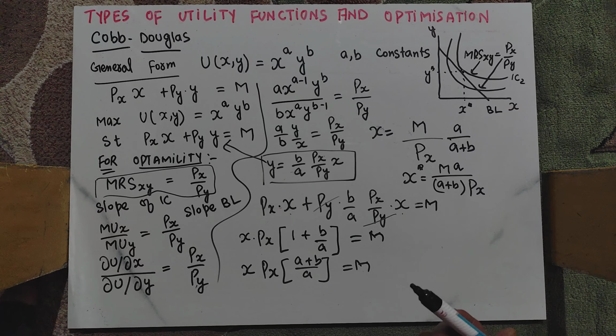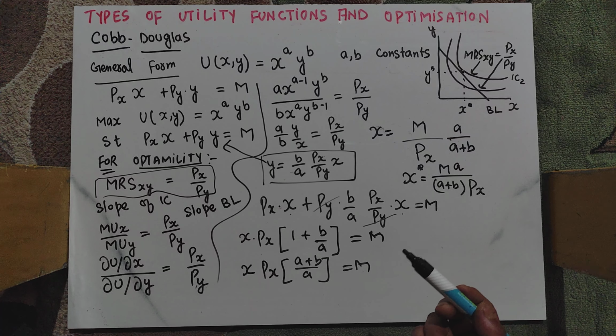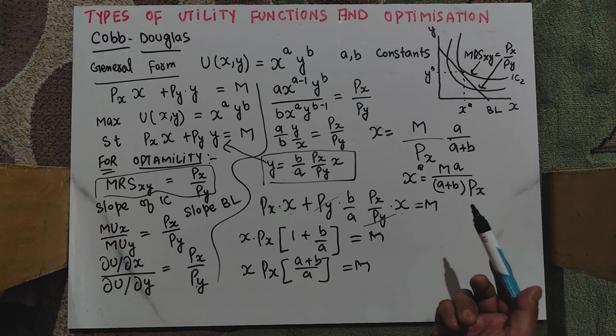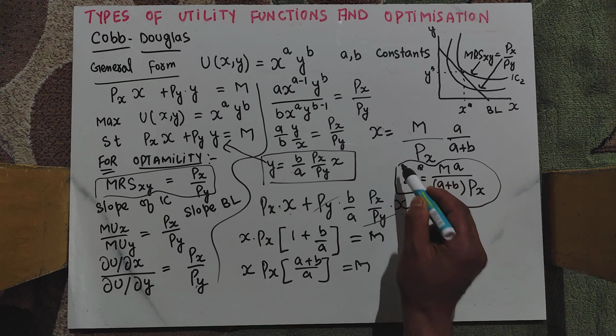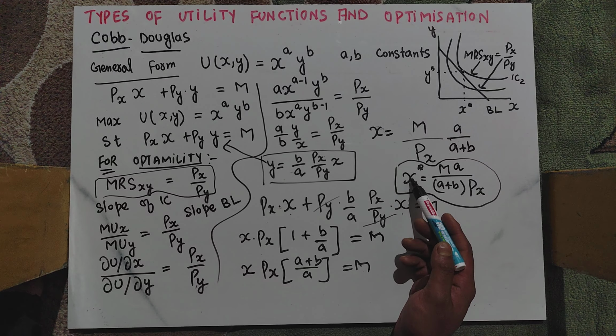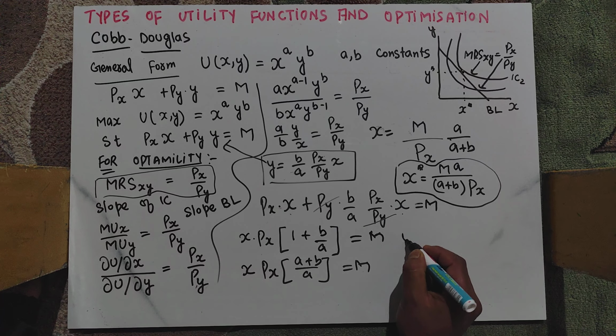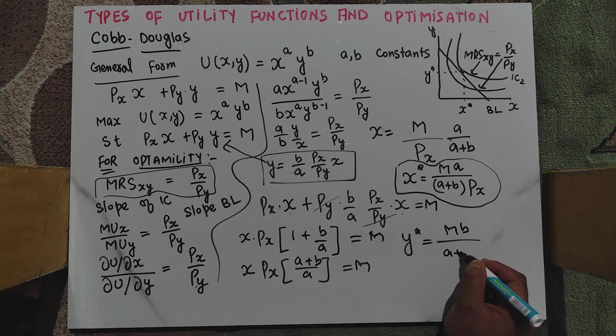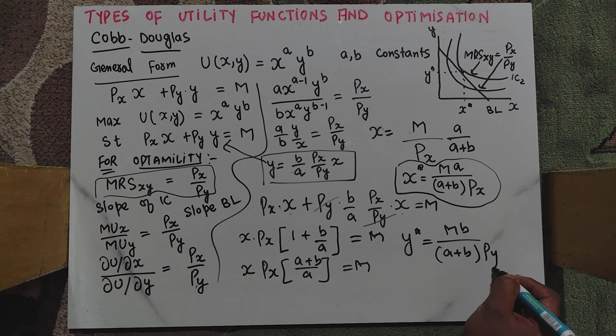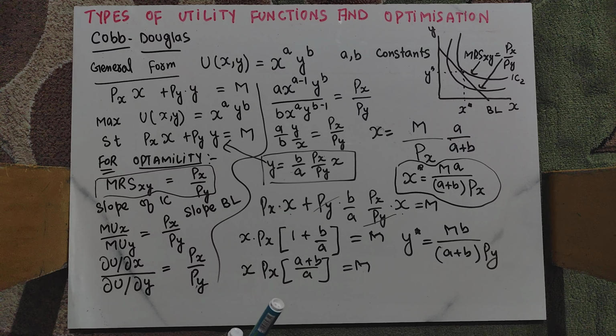We also call this the Marshallian demand function. When the demand is a function of income and prices, we say it is a Marshallian demand function. So this is our demand function for good X. Likewise, if I plug this value in this equation, we will get the optimal bundle for Y, which will be equal to m times b divided by (a plus b) times py. This is how we solve the constrained optimization problem when the individual is facing a Cobb-Douglas utility function.